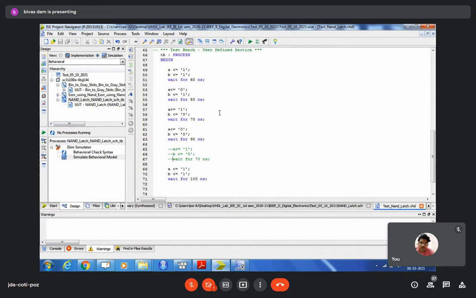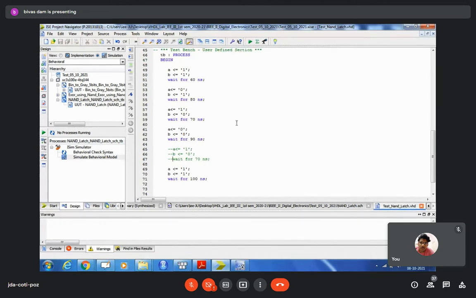So AB 0, 0, and after AB 0, 0, in the last class I have seen that if I simultaneously bring AB both to the logic one state, then some undefined levels of output may be there. Undefined in the sense X may be 1, Y may be 0, X may be 0, Y may be 1, or X, Y both oscillating. And when does the oscillating condition come? Propagation delay, when both the NAND gates have exactly the same propagation delay.